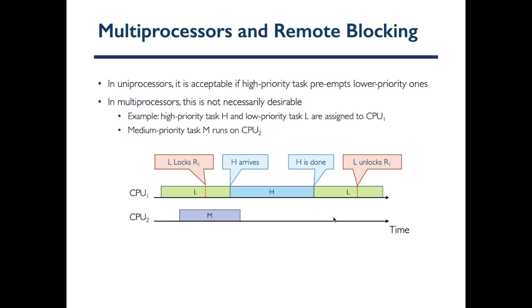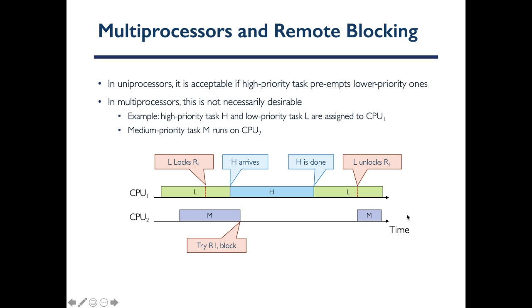Let's say while we were running L, we were also running M on CPU 2. And let's say at this point, M wanted to lock R1. But because R1 was locked by L, M gets blocked. It doesn't get preempted, it gets blocked, right? And it gets blocked until here L unlocks R1. So then M can run.